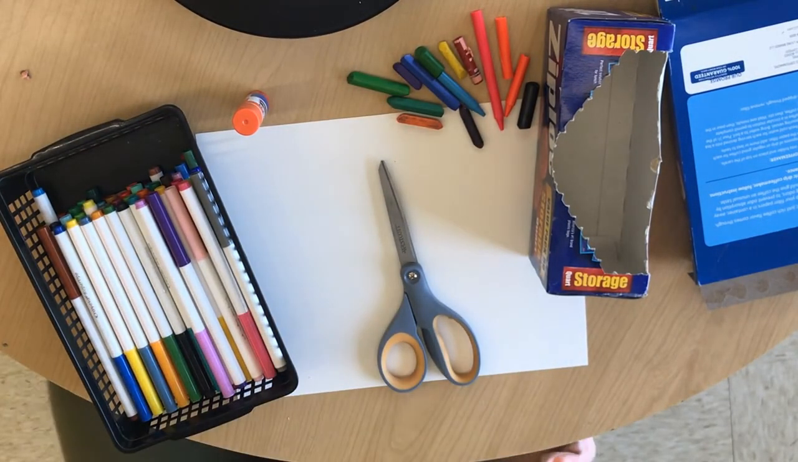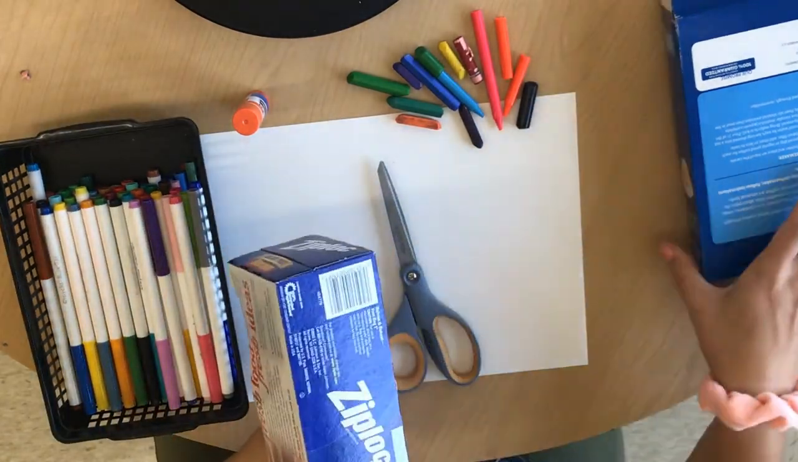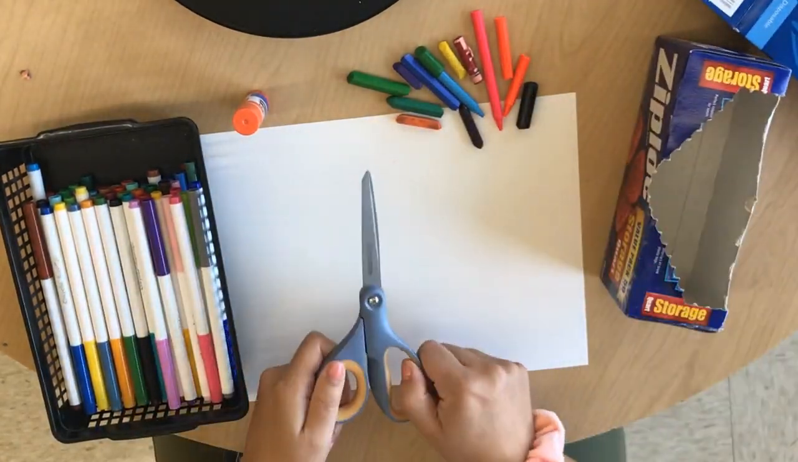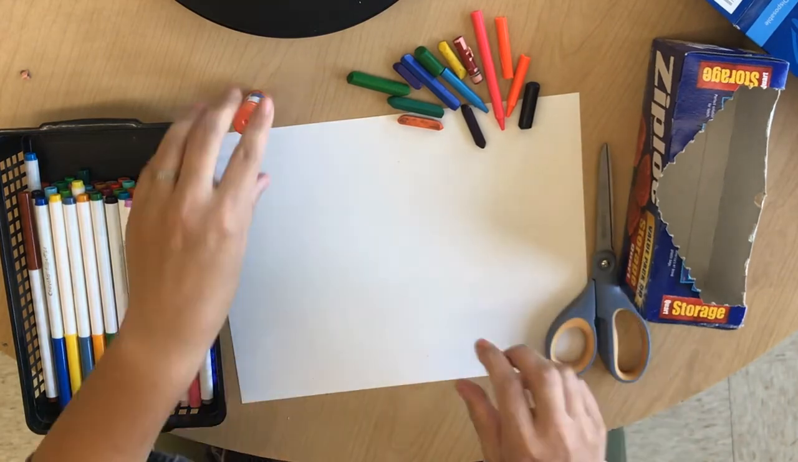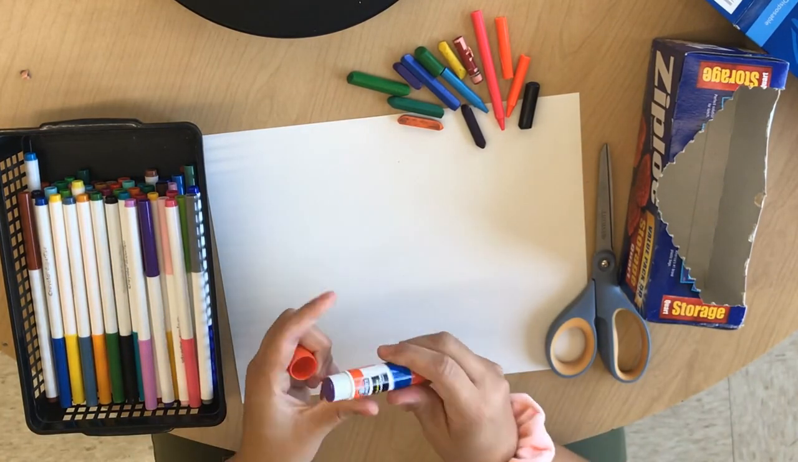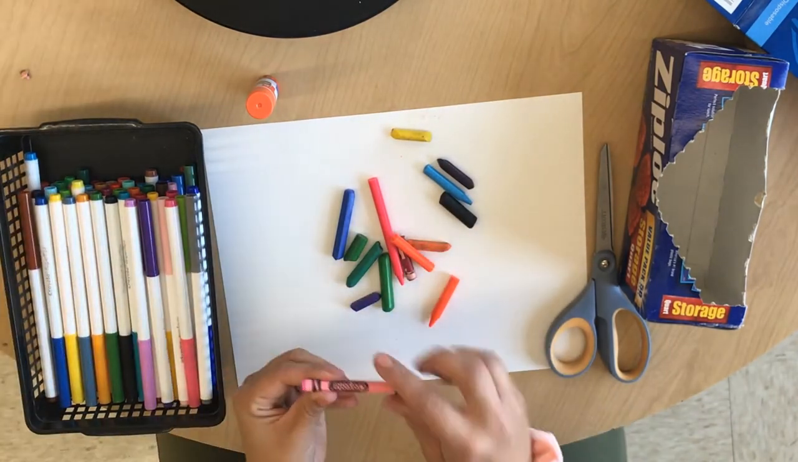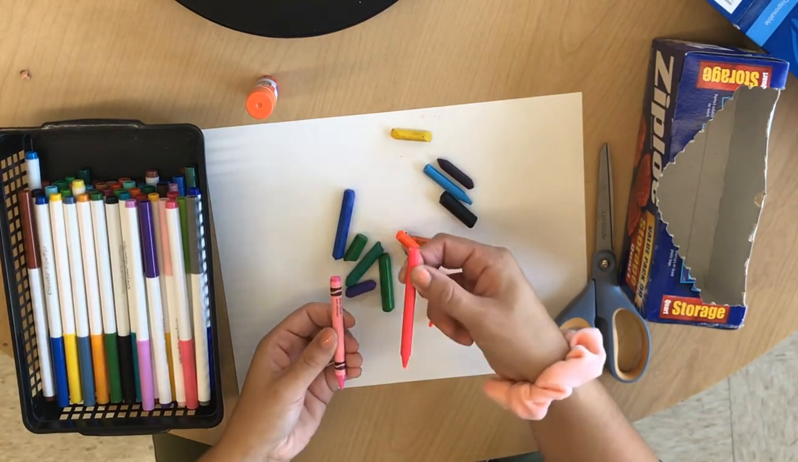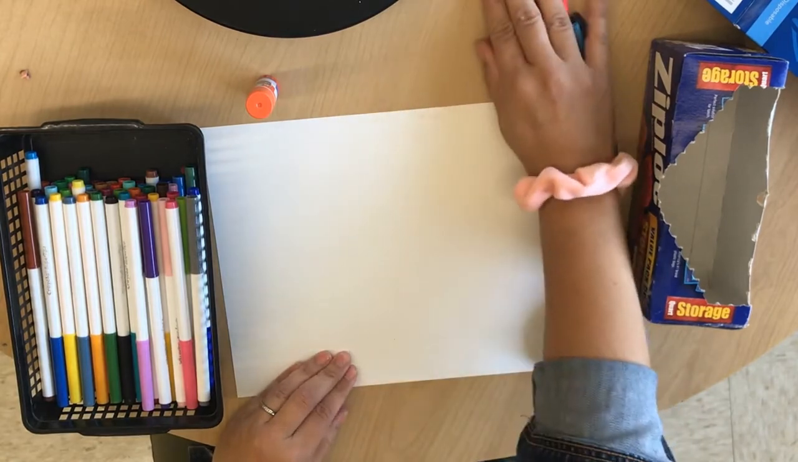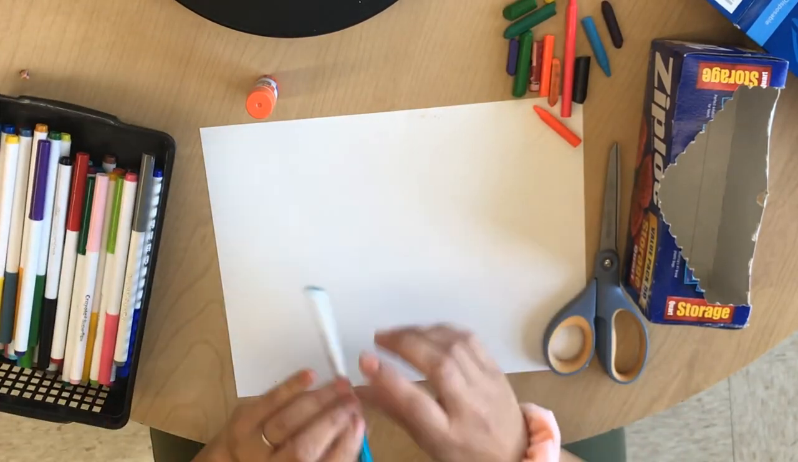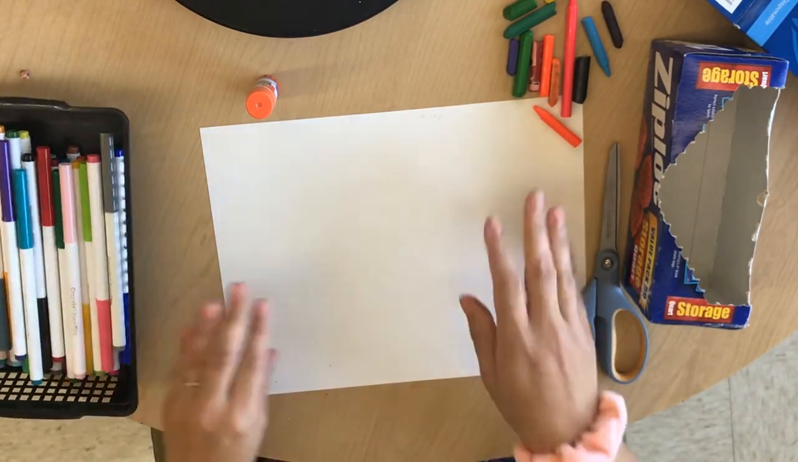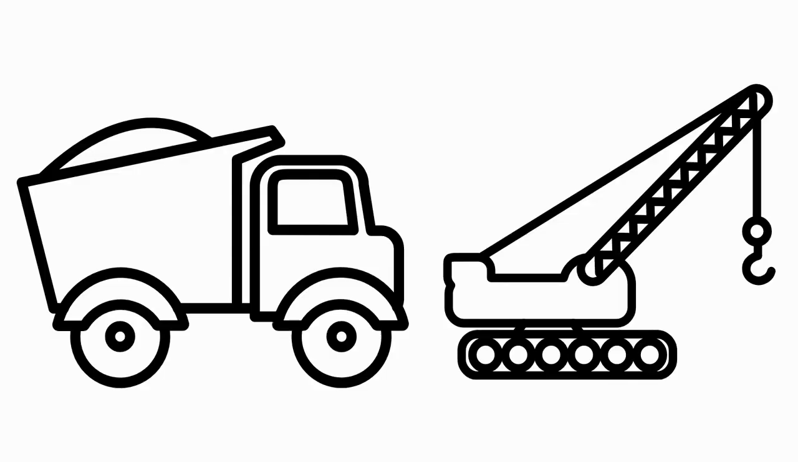For this project, we're going to be using different materials to do some printmaking, like cardboard box, scissors, a glue stick, some crayons without the wrapper on it. So if yours comes with the wrapper, go ahead and take it off. And at the end, we'll be using some washable markers. I use Crayola, but you can use other washable markers as well.